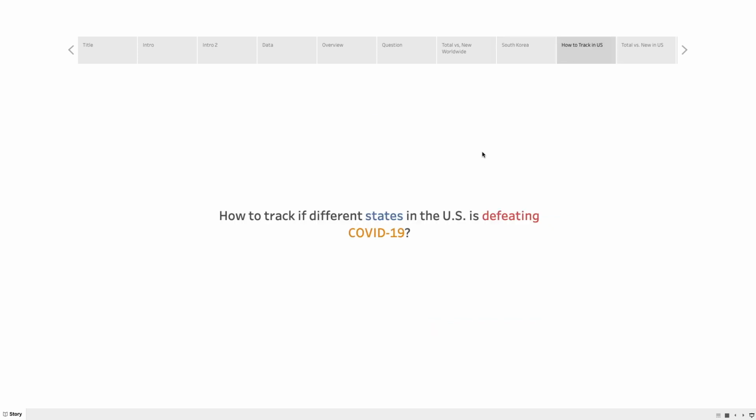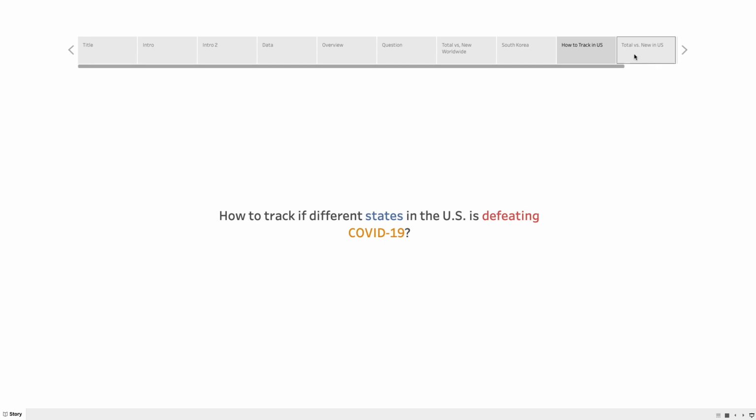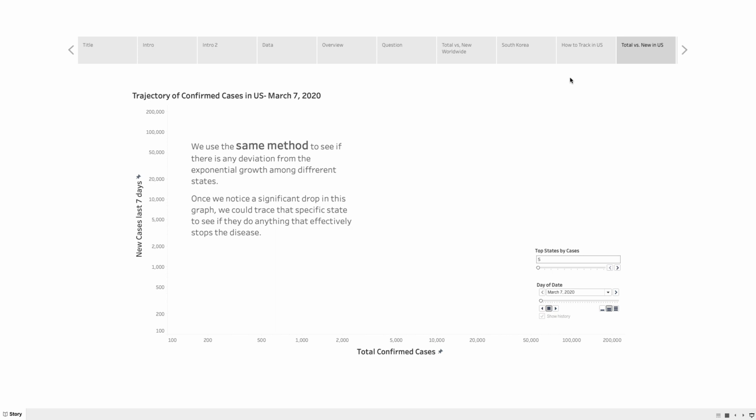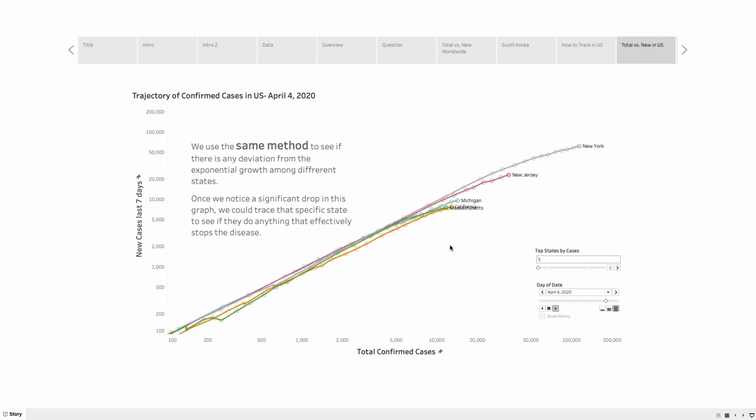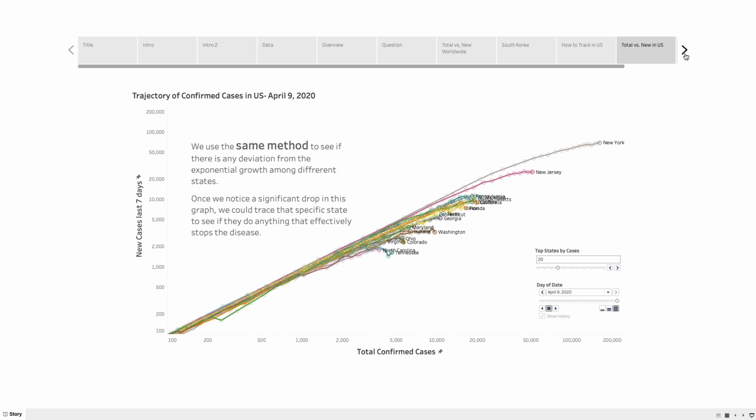So the next question is how to track if different states in the US are defeating COVID-19. So we use the same method to plot the trajectory of different states in the US. We could continue to monitor this graph to see if there are any deviations. We could also select the top 10 or more states by cases to see more. And right now it seems that none of the states has a significant drop.